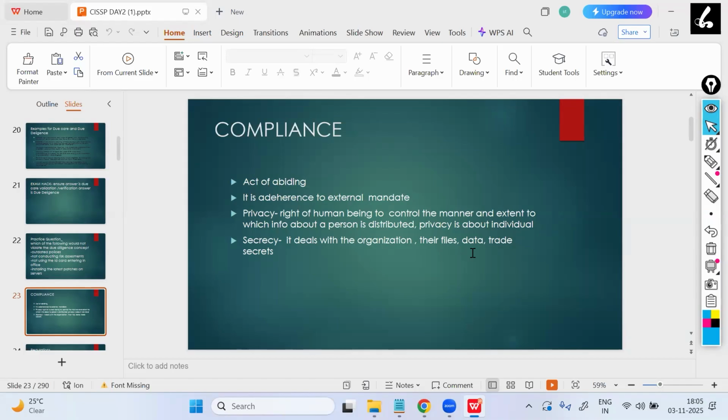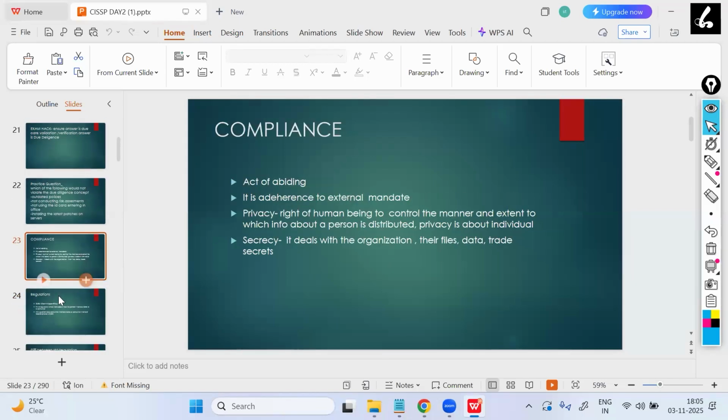Exactly. Privacy: every human being has the right that his information should be private to him only, or however he decides his information should be used or distributed. It is a right of every human being to control the manner in which their data will be used. Secrecy deals with an organization, their files, their data, their trade secrets. If I talk about Coca-Cola, their formula to make Coca-Cola is a secret to their organization. Privacy is the private information of any individual.